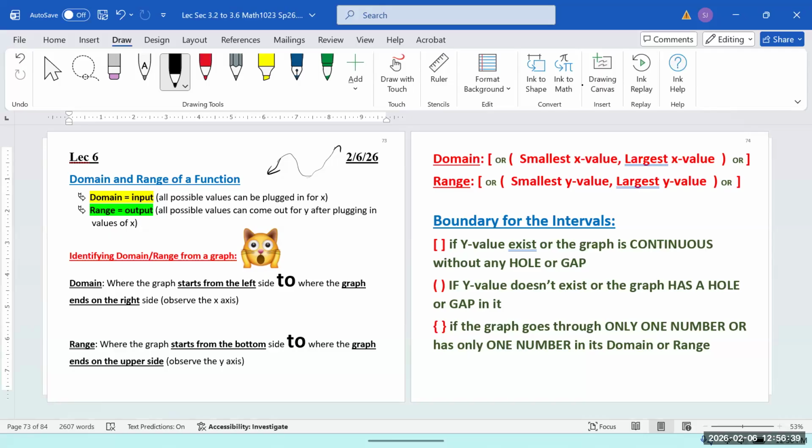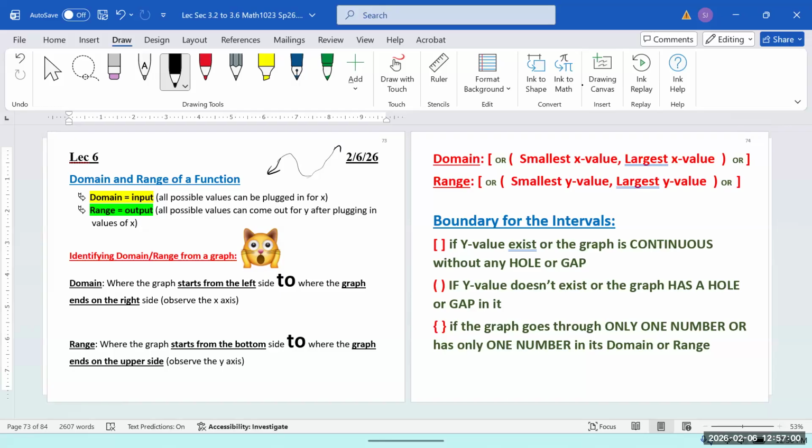So when you talk about the domain and range of a function or an equation and the graph, then you need to write your domain and range in interval notation. So it will not be a list of numbers. It will be a list of intervals.